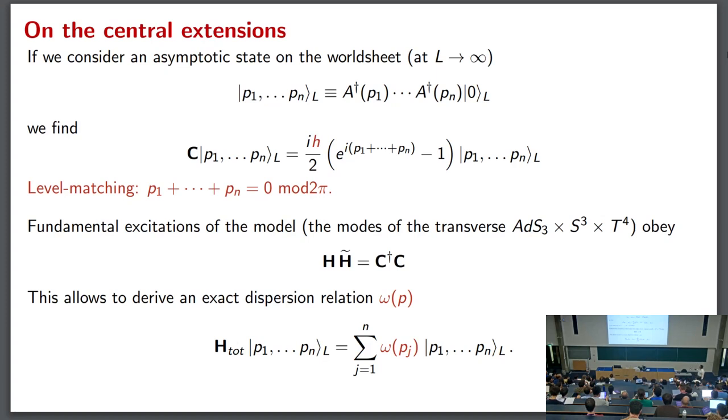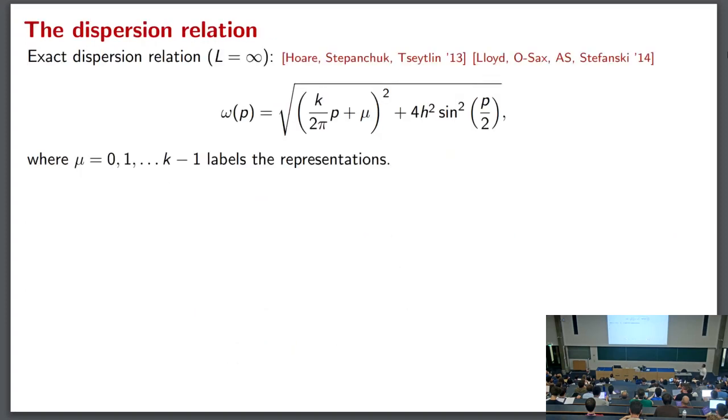And from this condition that involves H and H tilde, which are related to H dot, I can extract an exact dispersion relation for each of these oscillators. If I create a particle of momentum P on this worldsheet, I can find its energy, and if I have many particles, it will be just the sum of the energies. The form is very curious, very interesting. So it's this expression here.